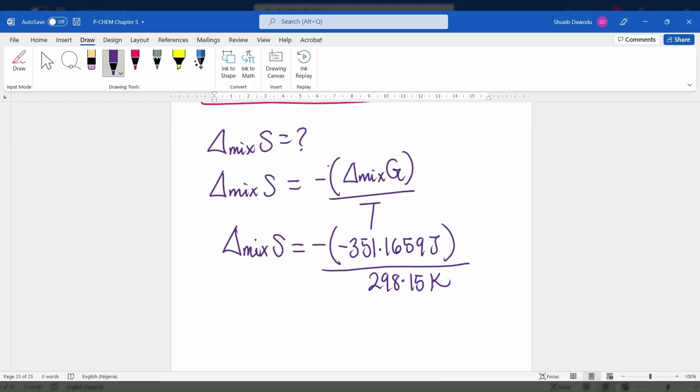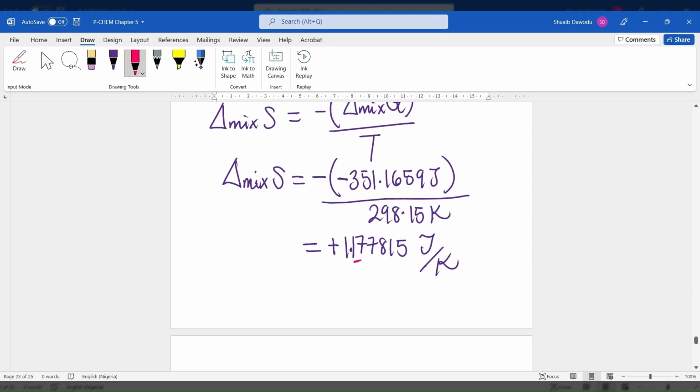We input this in our calculator. We end up getting positive, because of the negative here, 1.1777815 joules per Kelvin. And of course, since we are supposed to give our working in the proper number of sig figs, we're going to convert this to two sig figs. So the change in entropy of mixing is going to be positive 1.2. Remember, two sig figs. So positive 1.2 joules per Kelvin. And that is going to be the answer to this question for change in entropy of mixing.